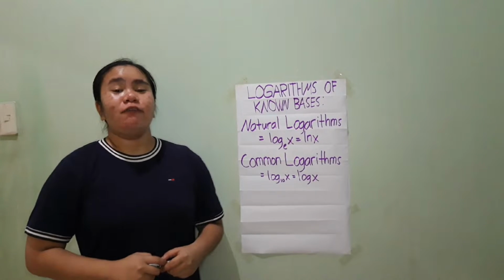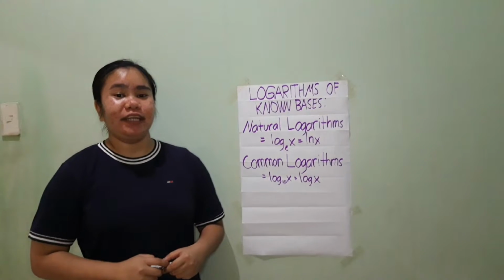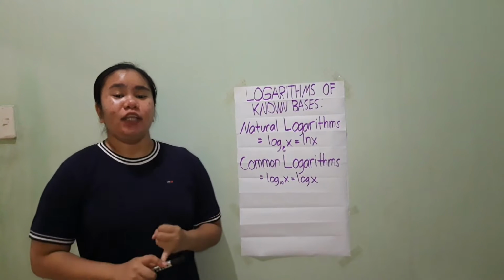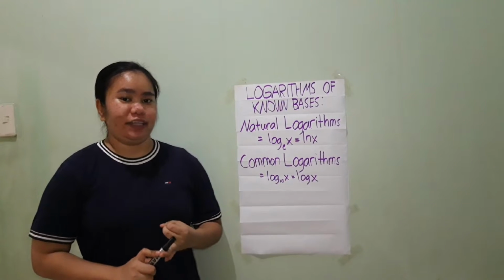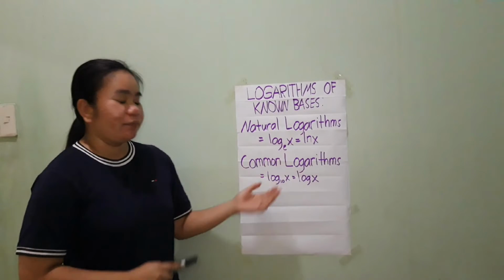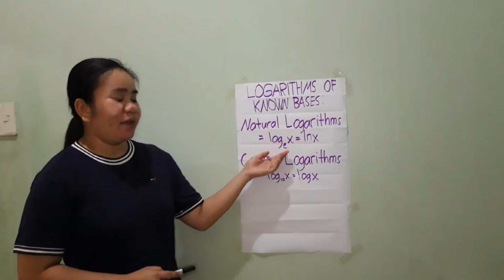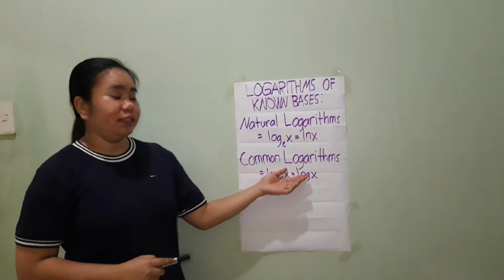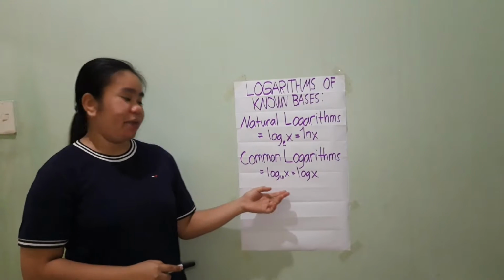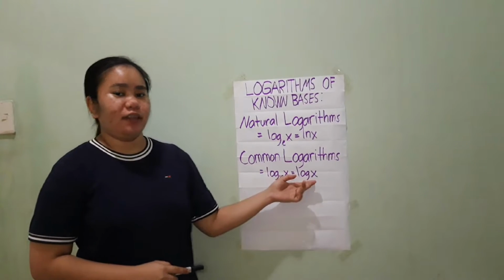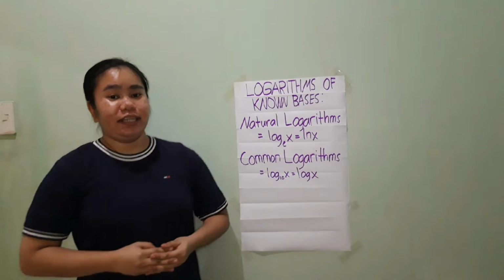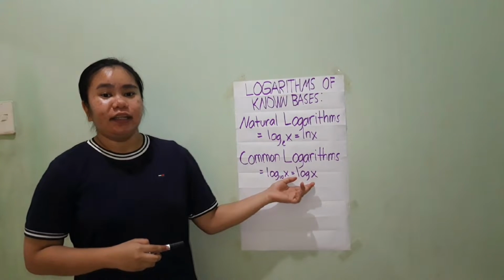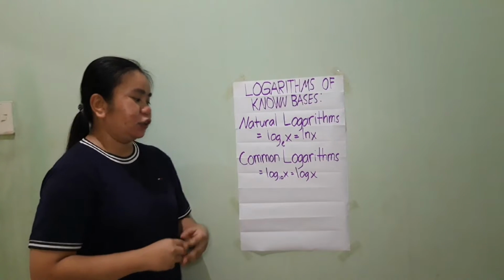In the derivative of logarithmic functions, meron tayong ginagamit na formulas and the well-known bases, which is the natural logarithms and the common logarithms. In natural logarithms, meron tayong log of x to the base e is equal to ln of x. And in the common logarithms naman, meron tayong log x to the base 10 is equal to log of x. Sa common logarithms, common na or understood na pag walang given, walang base ang given, understood na 10 ang kanyang base.